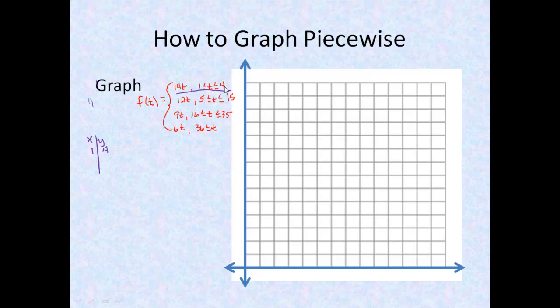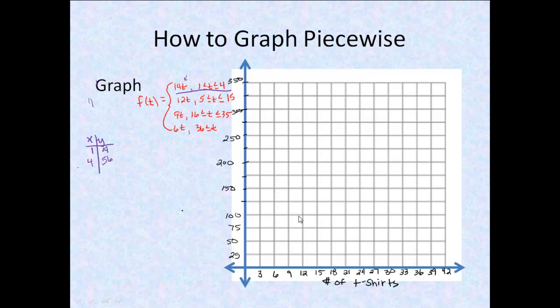Then I'm going to plug in the point 4. So when I plug 4 in here for my t, 14 times 4 gives me 56. So those are going to be the first pieces of my piecewise function. I'm going to go ahead and label my x and y axis here.